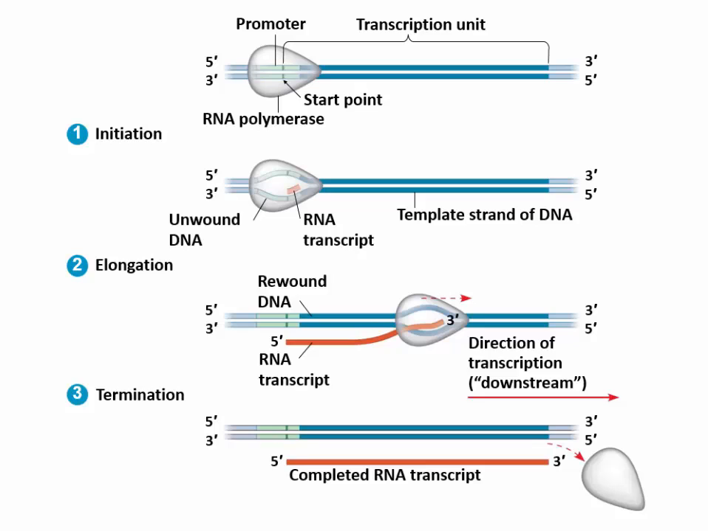The DNA starts, RNA polymerase will go and unwind this. RNA will have a transcript, and the DNA will then keep on rewinding, and you will end up in the direction of the transcription, which is downstream, and you will get a completed RNA transcript, which is the orange strand that you see getting longer and longer.